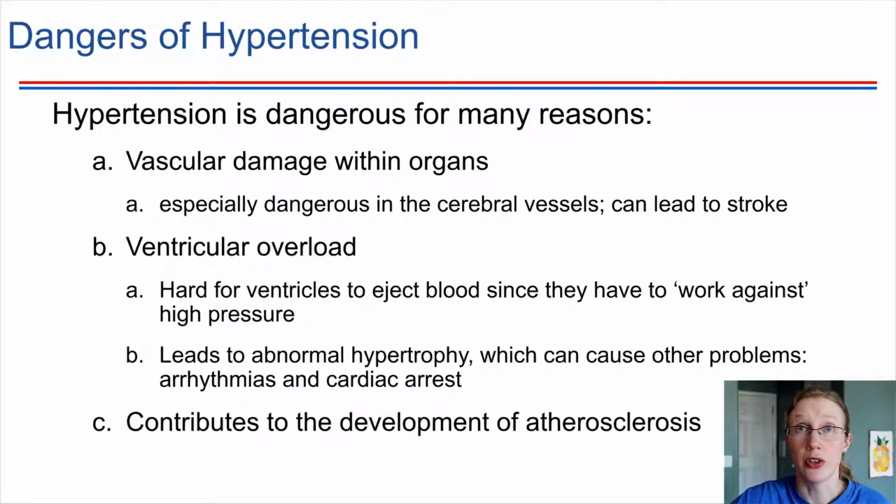That's called hypertrophy, if a tissue grows larger than it used to be. This can lead to arrhythmias, irregular electrical signaling going on in the heart, and ultimately a heart attack can result from that, so it's very serious. And then finally, hypertension can also contribute to development of hardening of the arteries, atherosclerosis. So this is something to get checked out for.